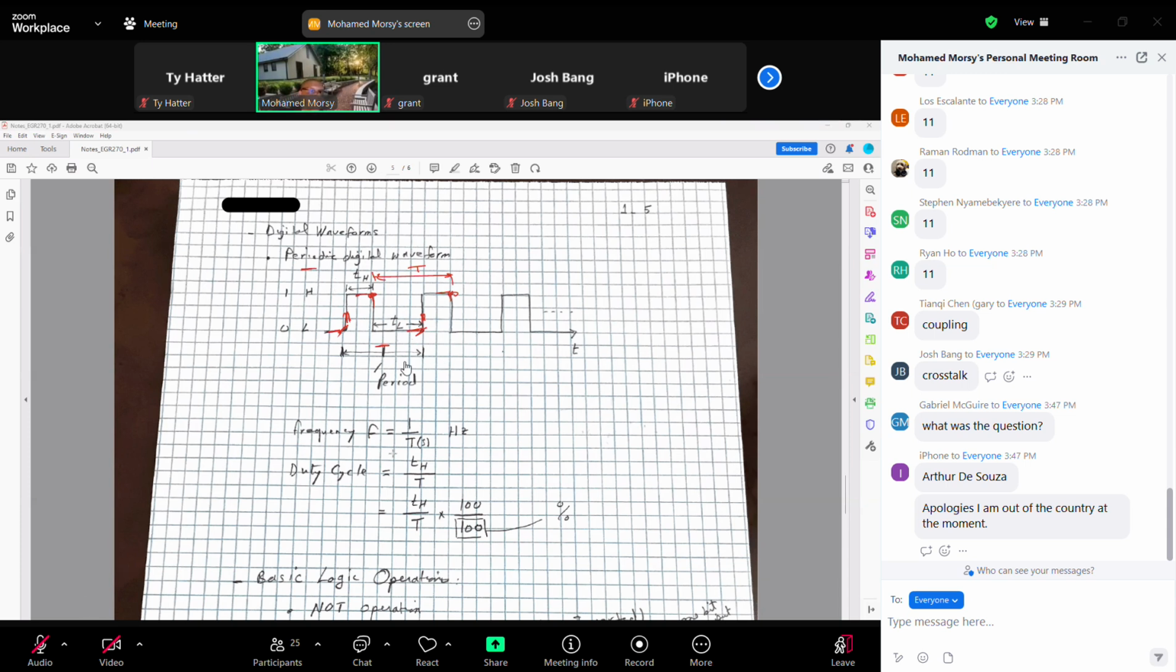For example, data rate in bits per second, and so on. A distance in meters, or lambda, the wavelength, in meters. So use standard units. When you substitute the values in this equation, with T in seconds, I get the result in hertz. Then the final result you can convert to kilohertz or megahertz, whatever you want.